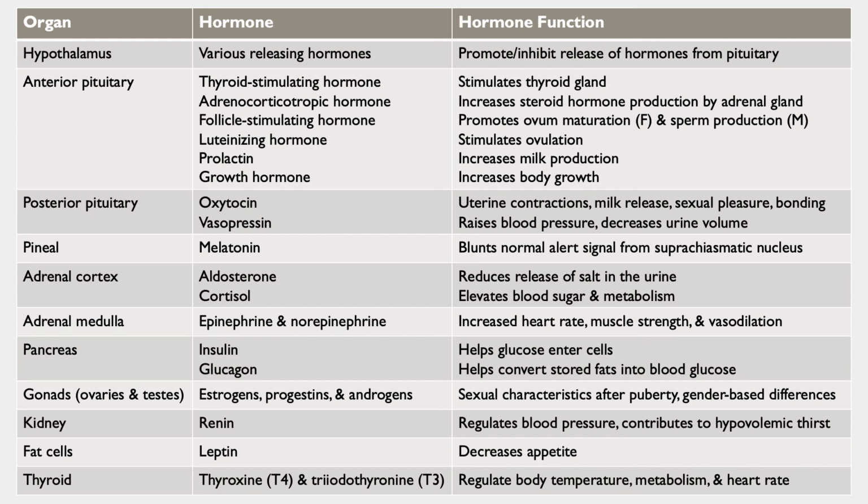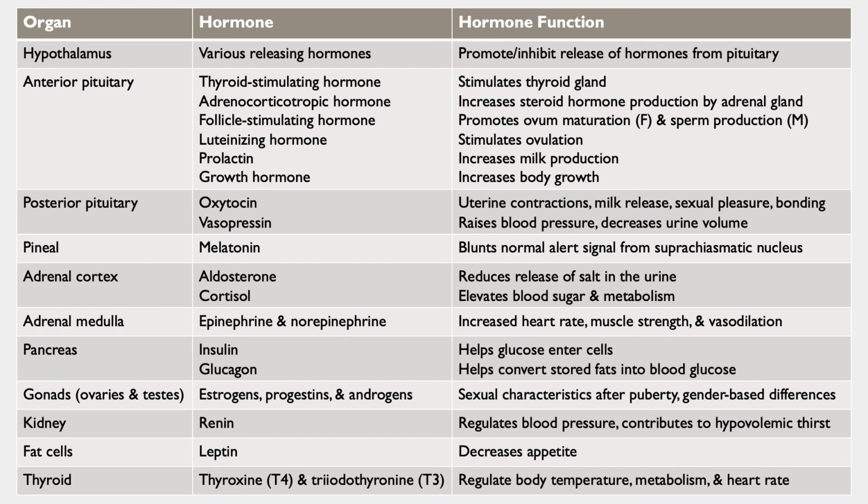The pineal gland releases that ever-important hormone, melatonin. Melatonin helps blunt the normal alerting signal that is released from the suprachiasmatic nucleus of the hypothalamus. This is a big part of our circadian rhythm. The suprachiasmatic nucleus continues to produce that alerting signal until sufficient melatonin quiets it down. That's what helps facilitate entry into sleep.